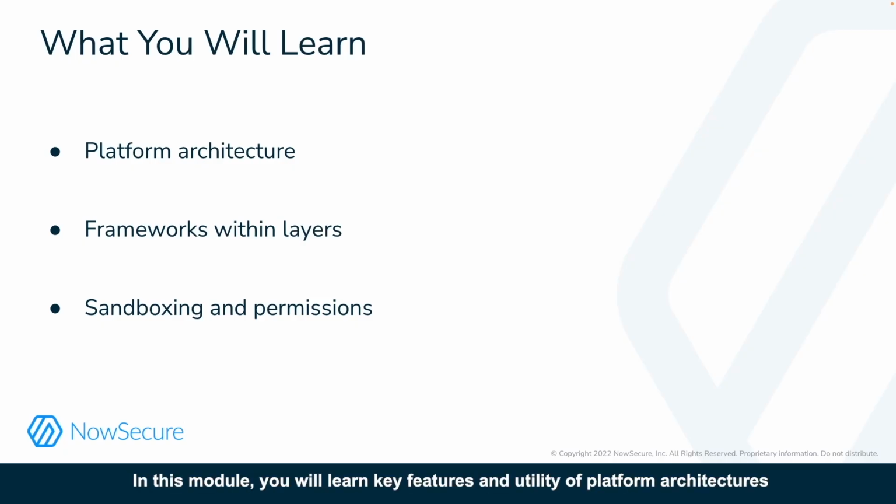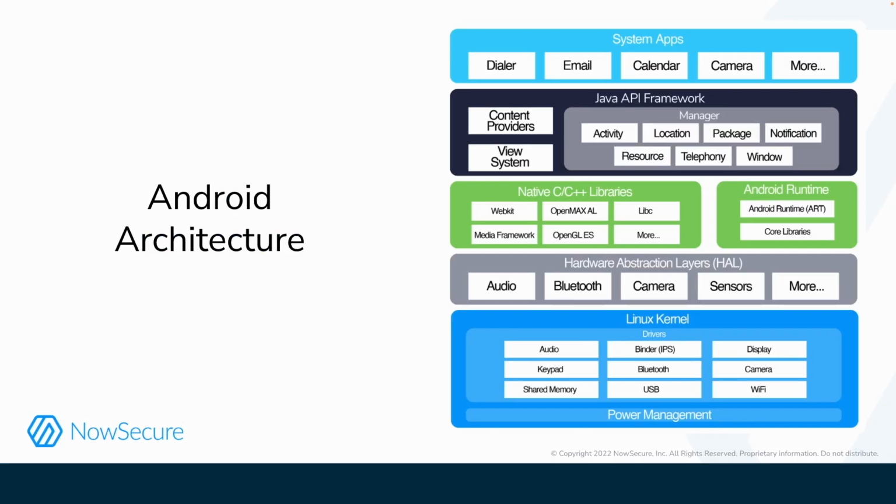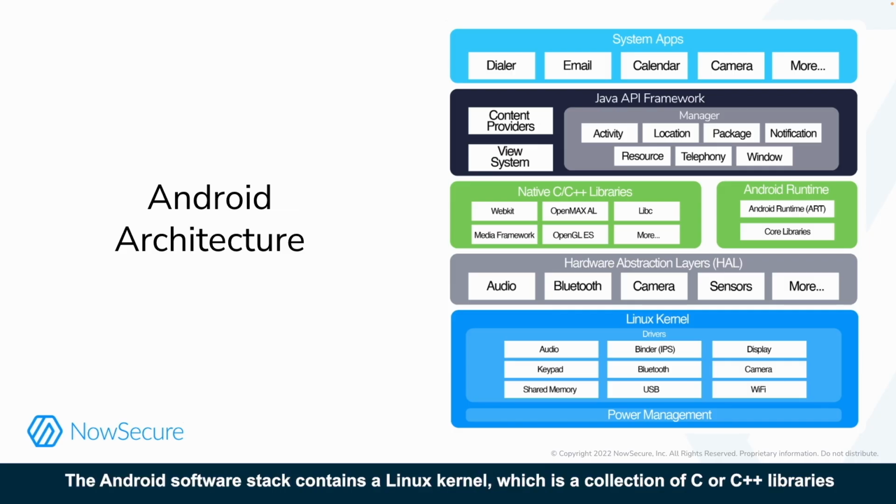In this module, you will learn key features and utility of platform architectures along with frameworks and system components. We will also discuss Android and iOS sandboxing and how it's used to secure the platforms. Android is an open source software stack based on Linux that can run on a wide range of devices and configurations. The Android software stack contains a Linux kernel, which is a collection of C or C++ libraries that are exposed through application framework services, runtime, and application.